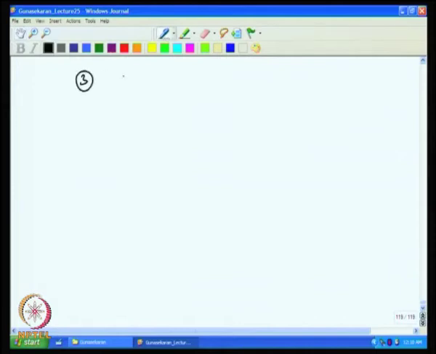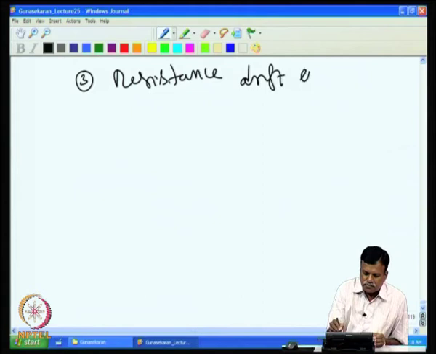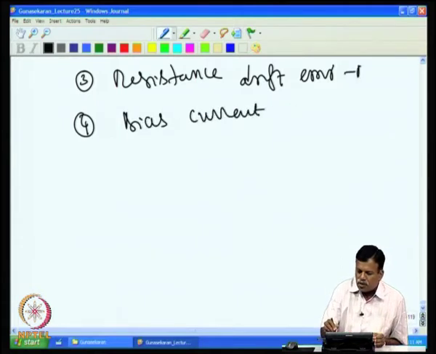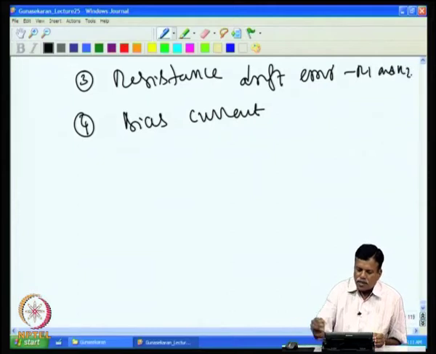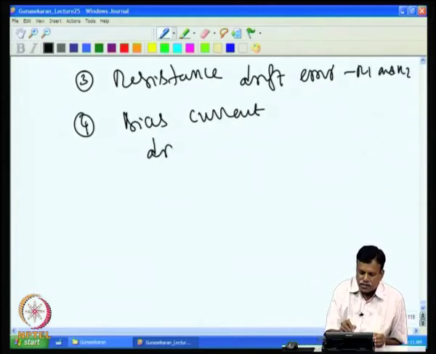So, we have the third one, resistance drift error, and then the fourth one is bias current drift error. Bias current, this is only R1 and R2 matters. Bias current drift error.